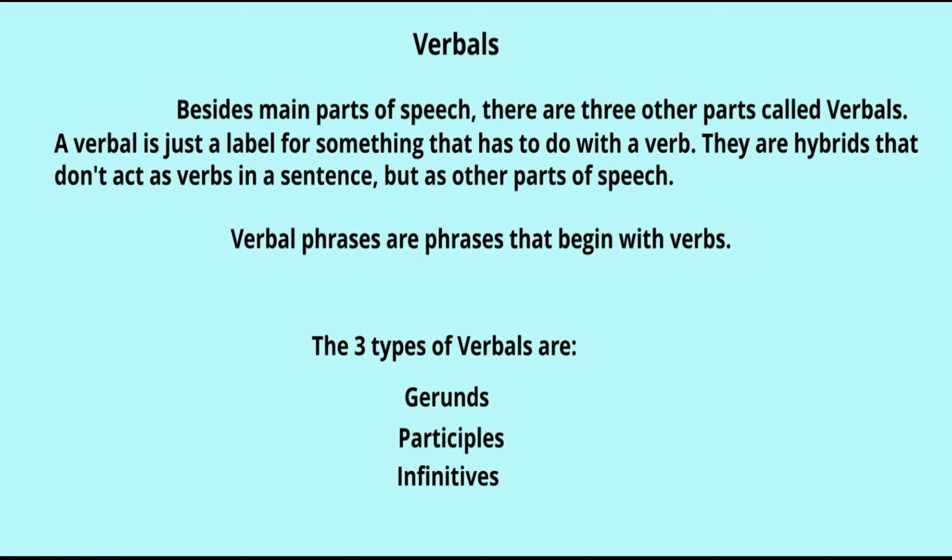Verbals. Besides the main parts of speech, there are three other parts called verbals. A verbal is just a label for something that has to do with a verb. They are hybrids that don't act as verbs in a sentence but as other parts of speech. Verbal phrases are phrases that begin with verbs. There are three types of verbals: gerunds, participles, and infinitives. Today we are going to talk about gerunds.